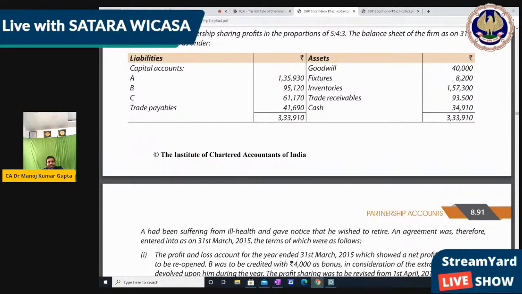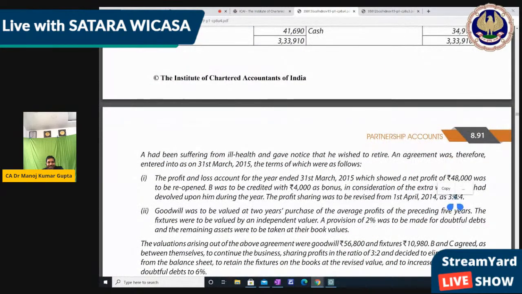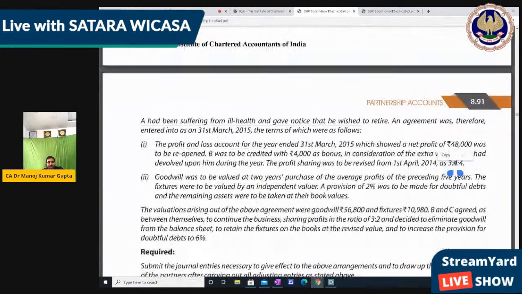Okay, so it is something like an adjustment of profit. Means whatever profit they had already distributed, now we want to reopen it. So for that, what do we have to prepare? We have to prepare one P&L appropriation account, in which the previous distribution is reversed and the new one is implemented. Because previously the PSR is different, the new PSR is different. Previously we had not given bonus to B, but now we have to give the bonus to B.